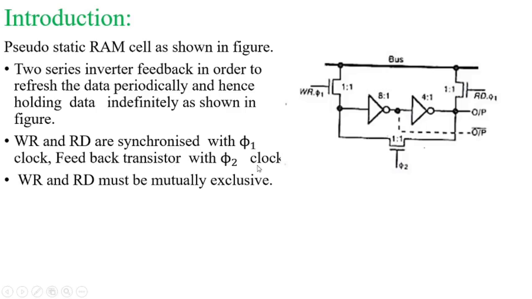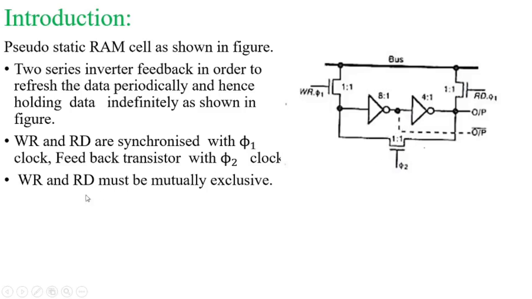And the second point: WR and RD are synchronized with the phi 1 clock and the feedback transistor with the phi 2 clock. It means that in this circuit, the WR signal is synchronized with the phi 1 clock signal, the RD signal is synchronized with the phi 1 clock signal, and the gate input of this pass transistor is synchronized with the phi 2 clock signal.